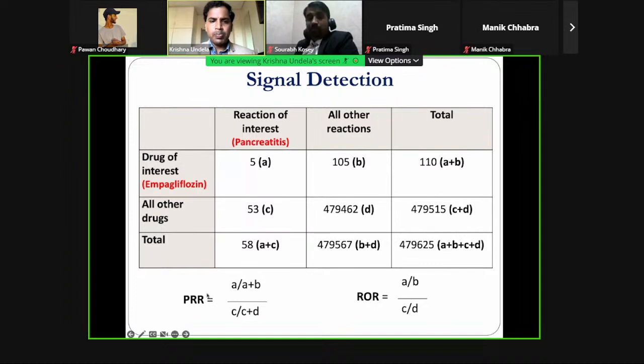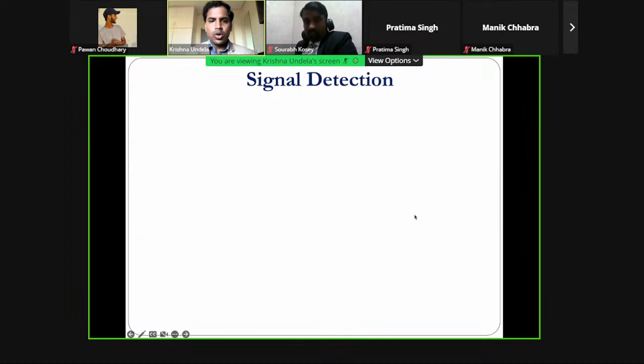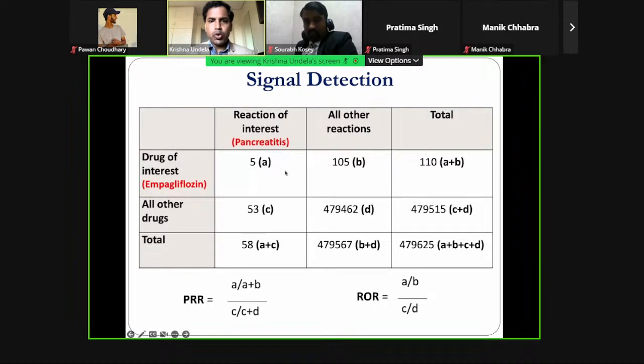We are going to calculate the proportional reporting ratio. It is very similar to the relative risk that we have in pharmacoepidemiology. The formula is very simple: A by A plus B divided by C by C plus D. So it is nothing but the proportion of reactions of interest for empagliflozin compared to the proportion of reactions for all other medications.